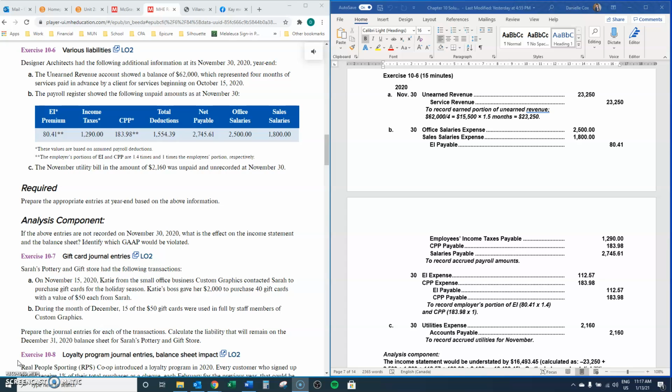The payroll register showed the following amounts unpaid as of November 30th, 2020.